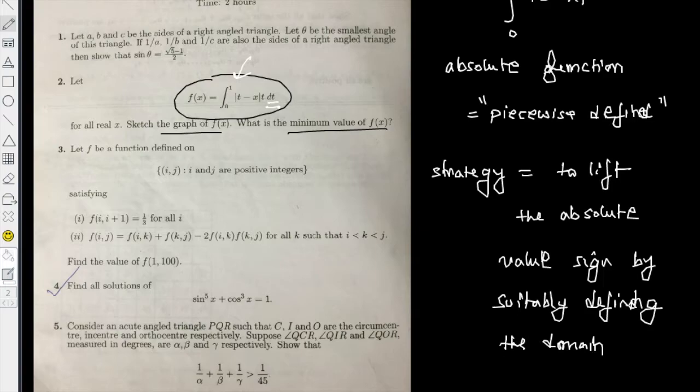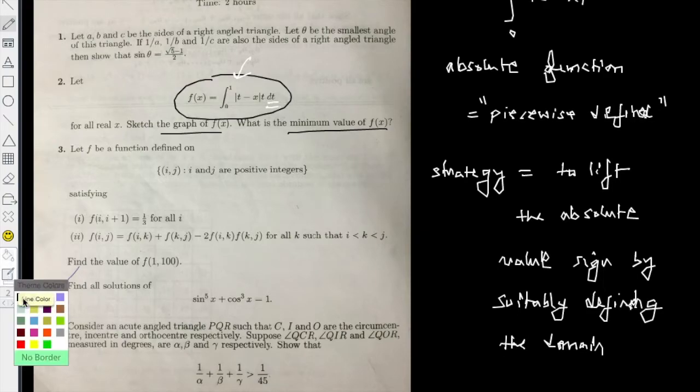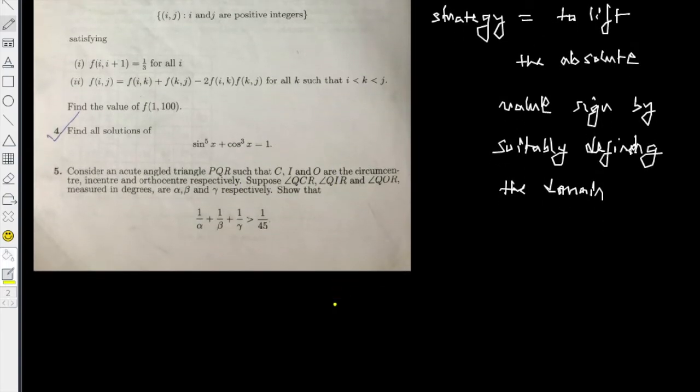So let's take the different values of x. Let's use a different color, maybe yellow is fine. So we will define separate cases for x. Suppose x is less than 0, x is between 0 and 1, and x is greater than 1. And x between 0 and 1 is actually the critical case, so we'll have to be careful about this one.